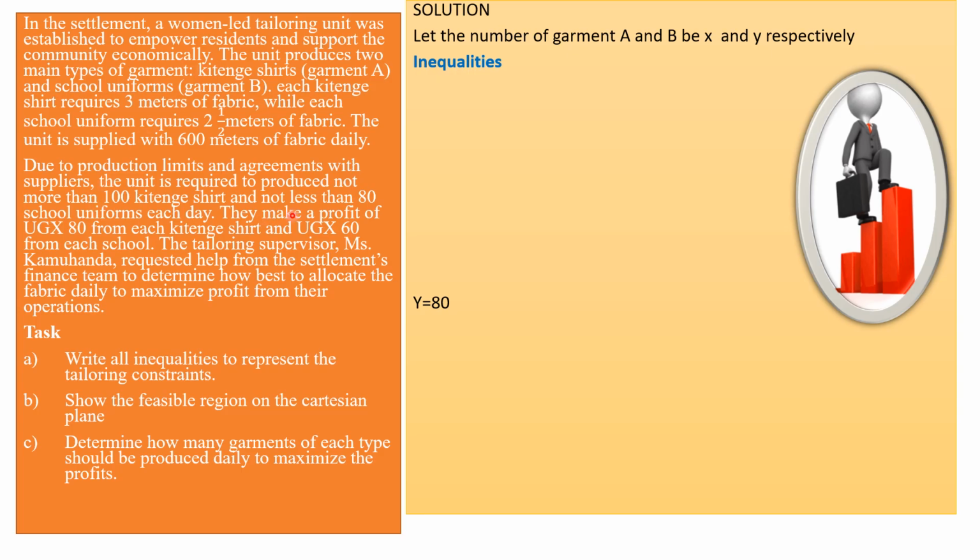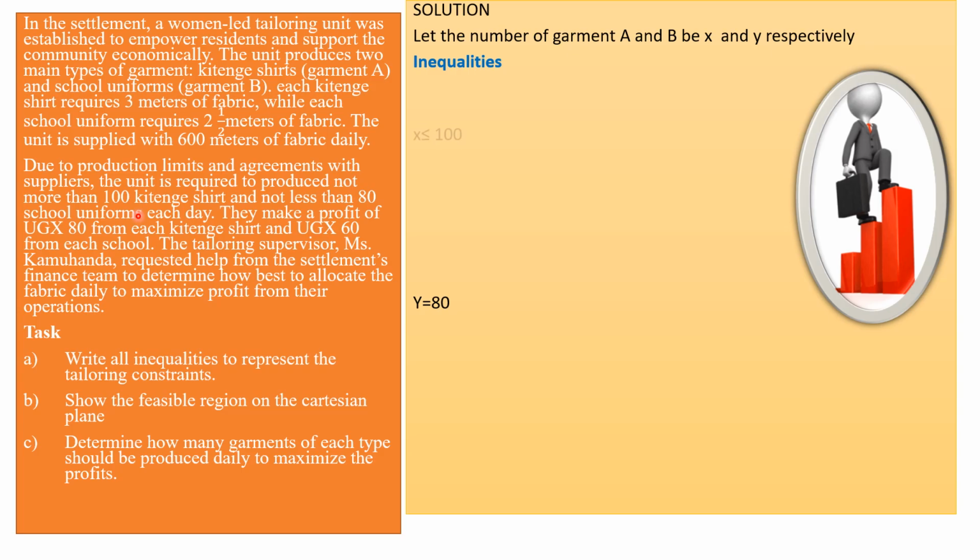First of all, here they are saying that due to production limits and agreements with the suppliers, the unit is required to produce not more than 100 exchange shirts and not less than 80 school uniforms. And here you need to ask yourself, the moment they say not more than 100 exchange shirts, which variable has represented exchange shirts?